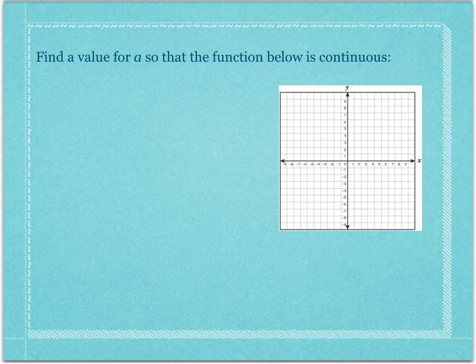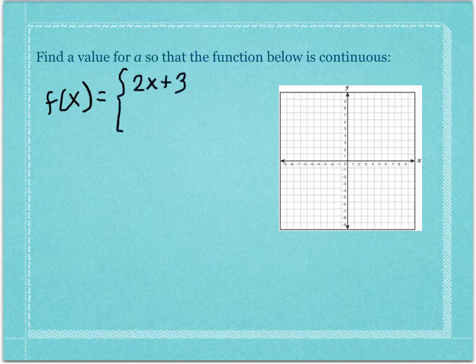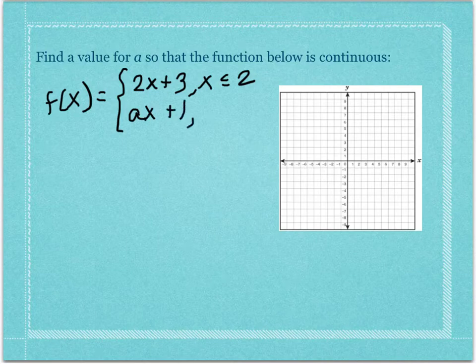All right, here's another good example that I'm sure we will see. I didn't write the function in here. I'm going to now, since it was a little bit tricky to do. So f of x equals 2x plus 3 when x is less than or equal to 2, and ax plus 1 when x is greater than 2.